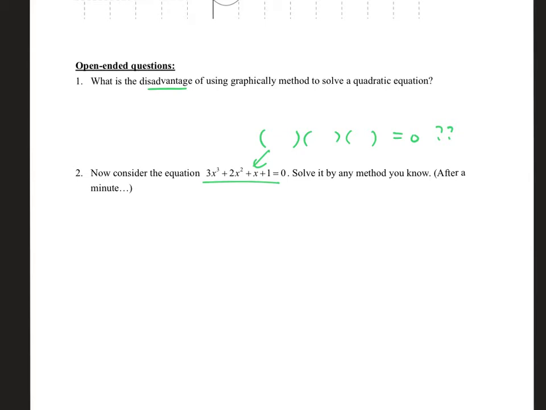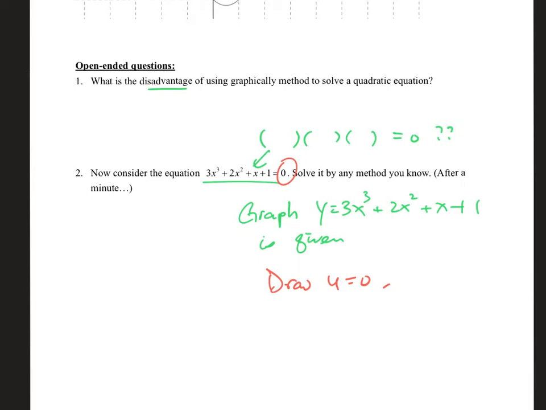But if I give you the diagram, for example, this graph I give you, y is 3x cubed plus 2x squared plus x plus 1. The graph of it, for example, is given. Then do you know what to draw in order to solve it? Yes, you look at the right and you say draw y equals 0, and you read the points of intersection, then you get the answer, isn't it?